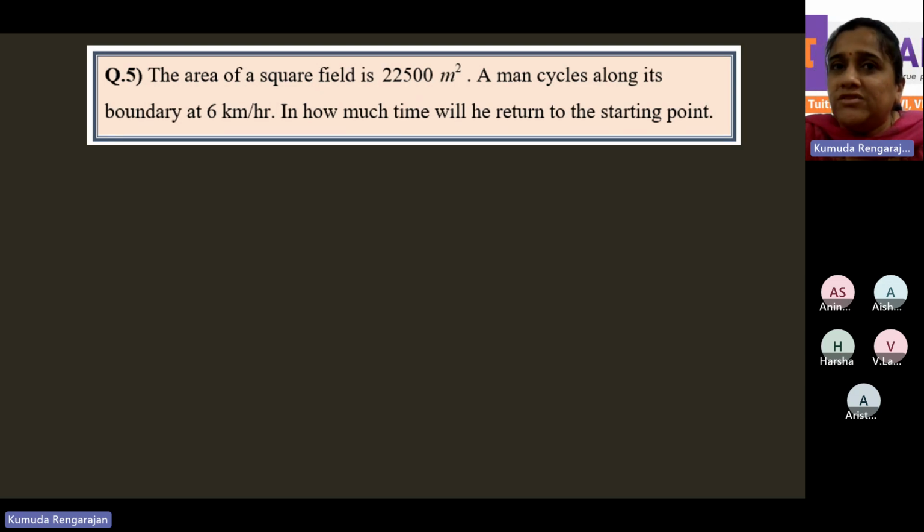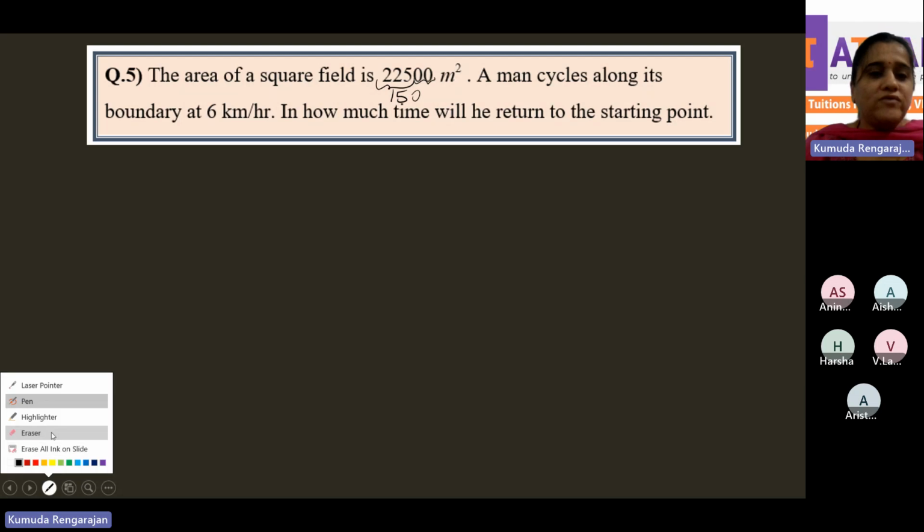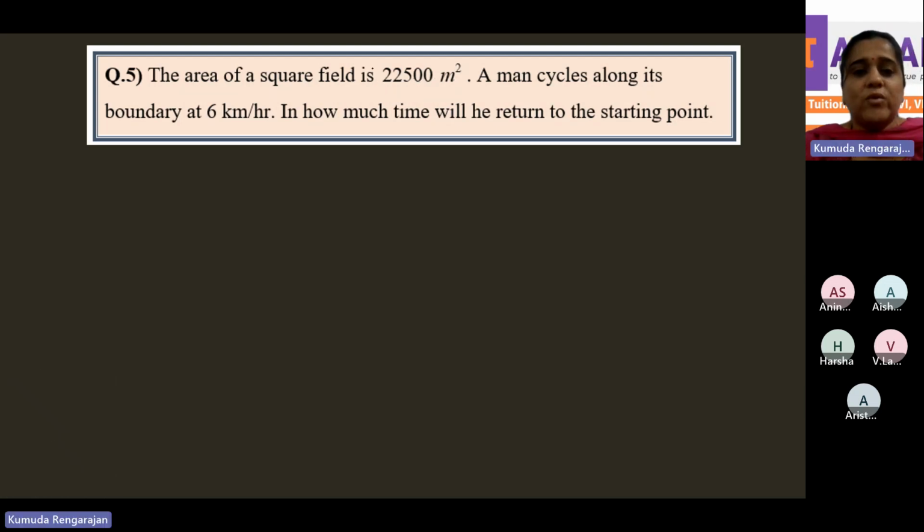And the number ends with how many zeros? 2 zeros. So what's the square root of the number? 150. Because the square root of 225 is 15 and 2 zeros, so 150. Area of the square field is 22,500, so the side of the square field will be 150 meters. Okay, so we know the side of the square field.